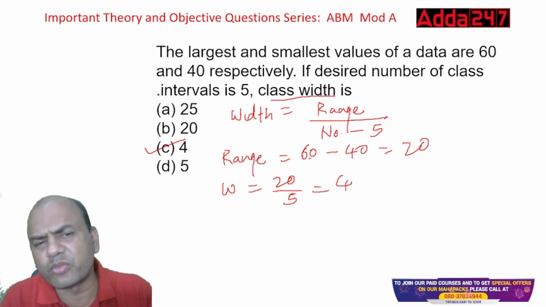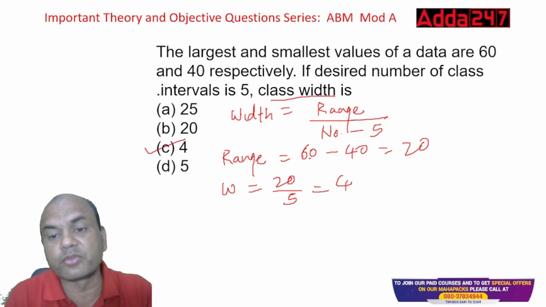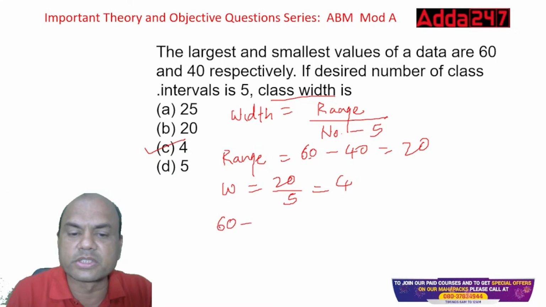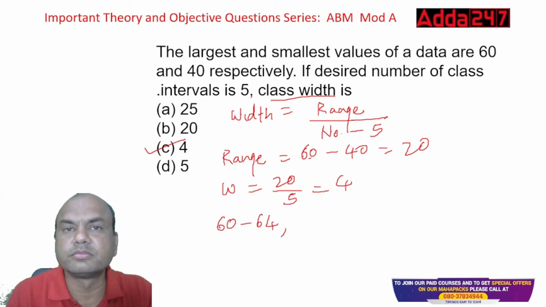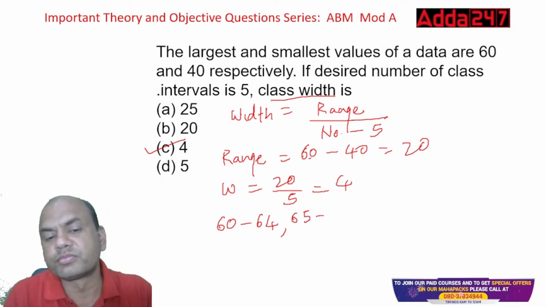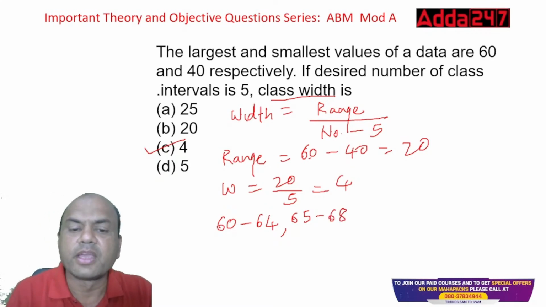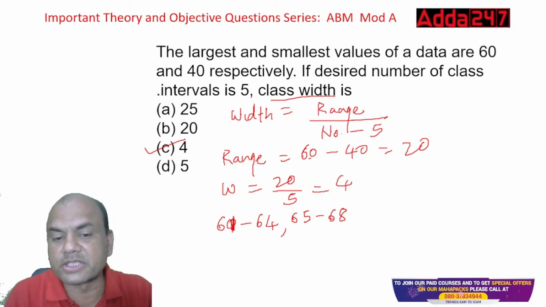What do you actually mean by this word width? Suppose you get the answer 4, what do you mean by this? It means your classes are 60 to 64. Then 65 to what? 65, 66, 67, 68. Even this you can make at 61. This is an inclusive group: 61 to 64, 65 to 68 and so on.